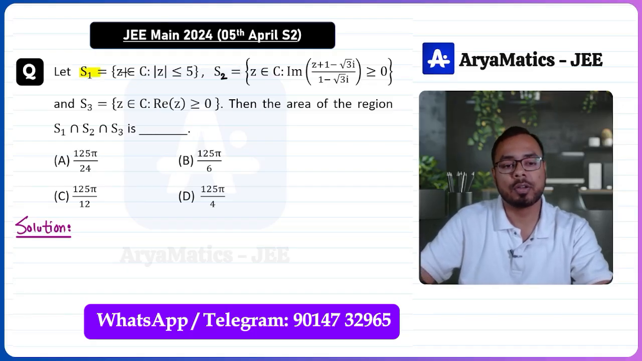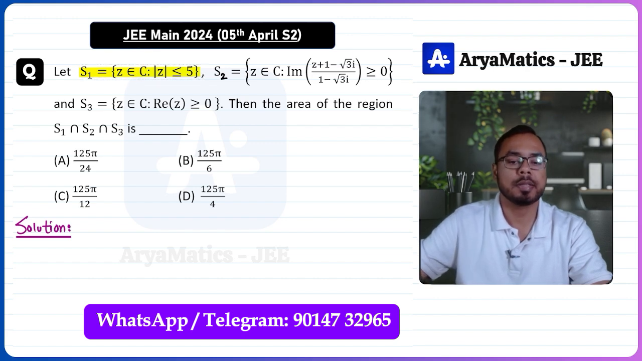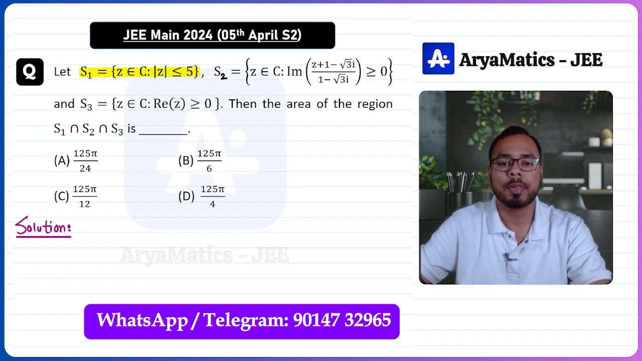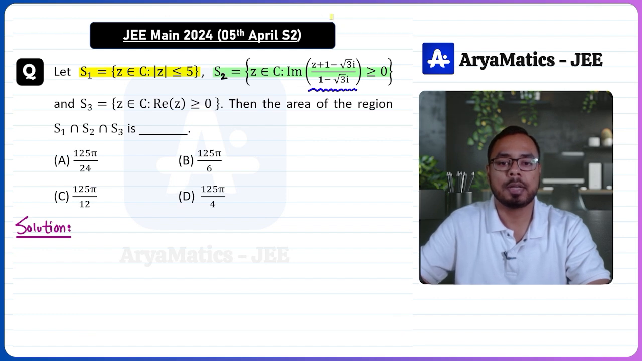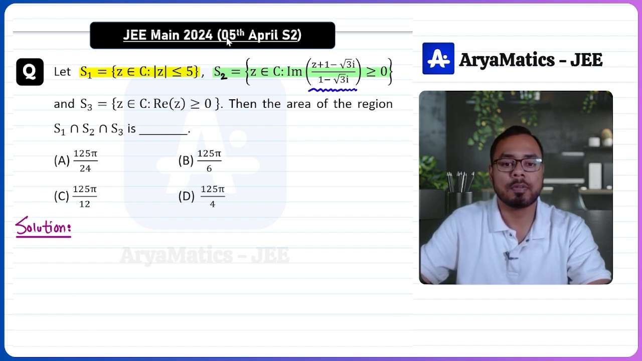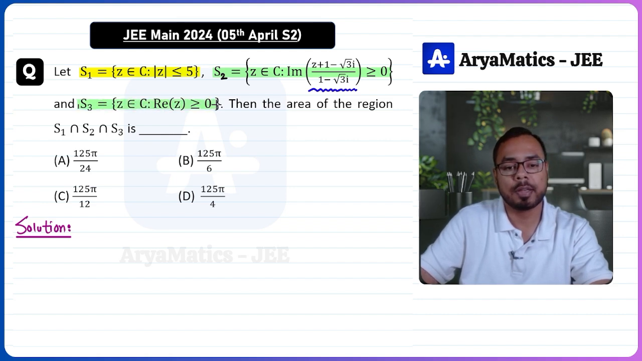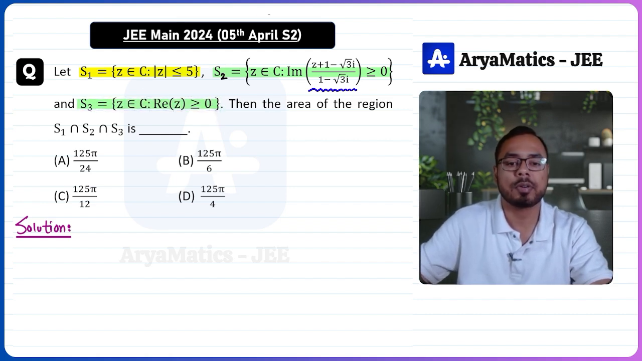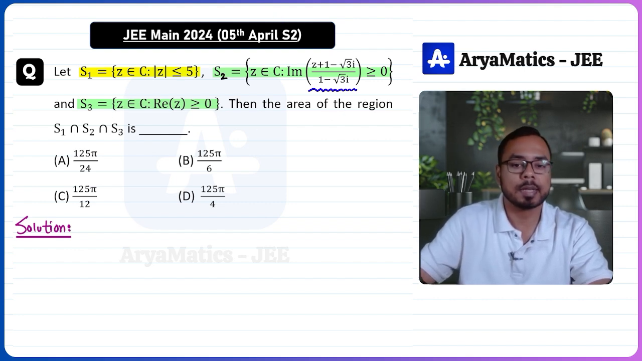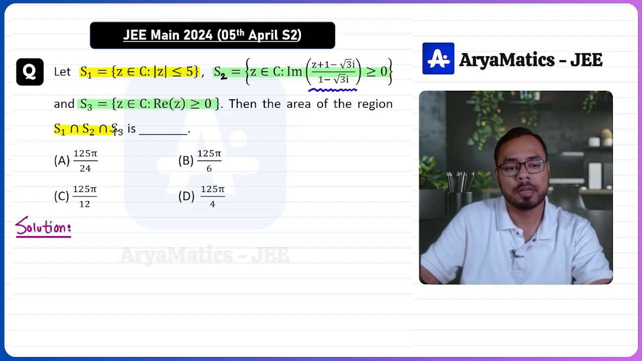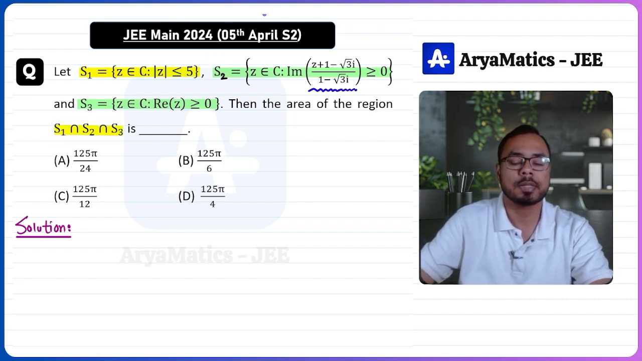Let S1 be the set of complex numbers satisfying this condition that mod z is less than or equal to 5. S2 is another set of complex numbers satisfying this condition that the imaginary part of this complex number is non-negative, greater than or equal to 0. And then S3 is this set of complex numbers satisfying the condition that the real part of z is either positive or 0. Then we have to find the area of the region bounded by the intersection of these three, right? Area of the region S1 intersection S2 intersection S3.